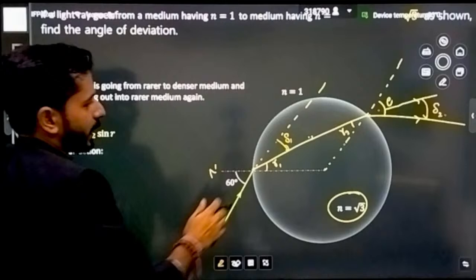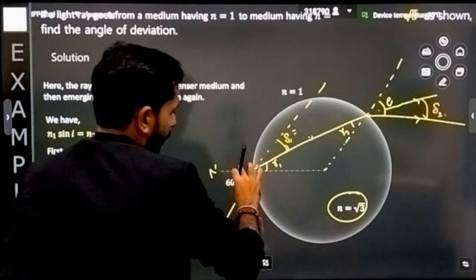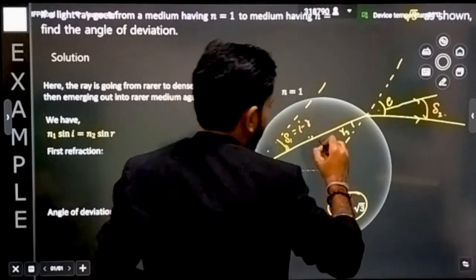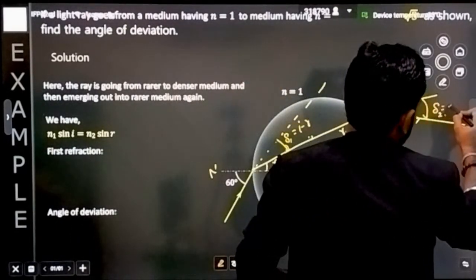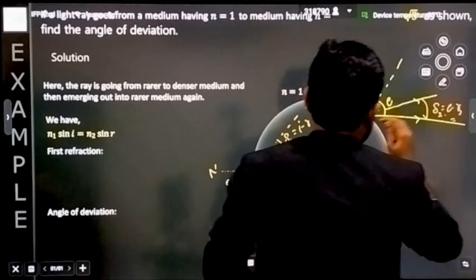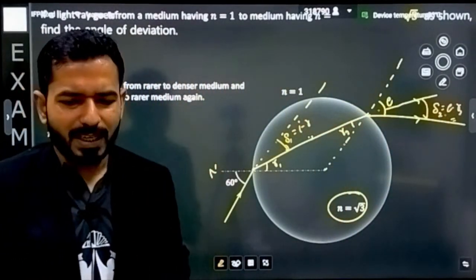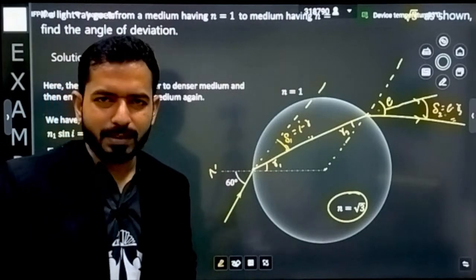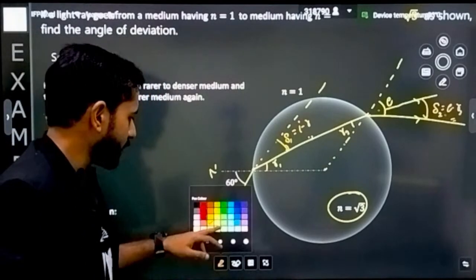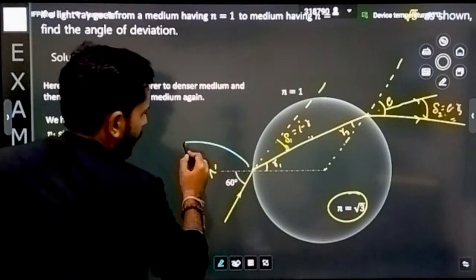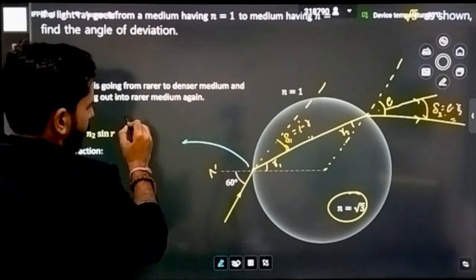Correct? And here what will I name? Which is greater, angle of incidence or angle of refraction? Incidence is greater. So here I will name I minus R, and here I will name E minus R2. So I have created the basic outline of the question. Now I just have to apply the things, and I will simply calculate it. So let's see what the values are telling you. Apply Snell's law at this point. First refraction, what will you be writing?